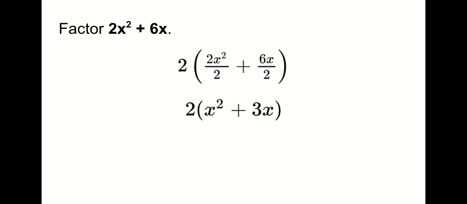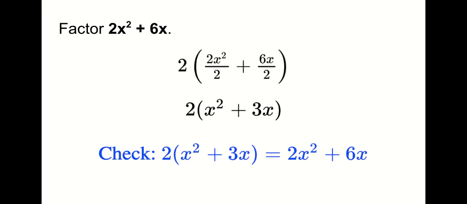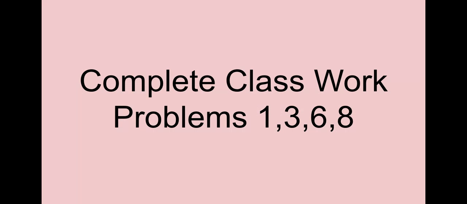Well, if factoring is reverse distribution, we ought to be able to do distribution to check. So let's multiply the 2 back through and see if we get what we started with. Then you see we get 2x squared plus 6x. So this worked. It was a good check. Okay, so you want to stop the video and do classwork problems 1, 3, 6, and 8.